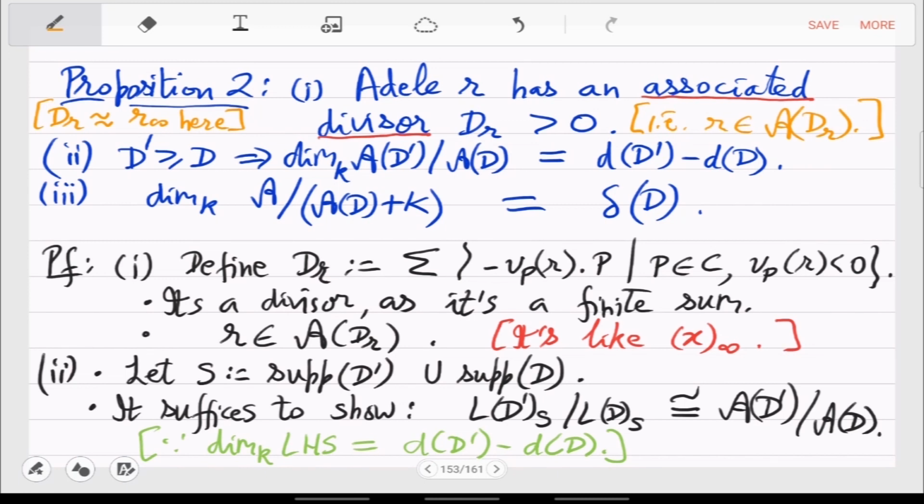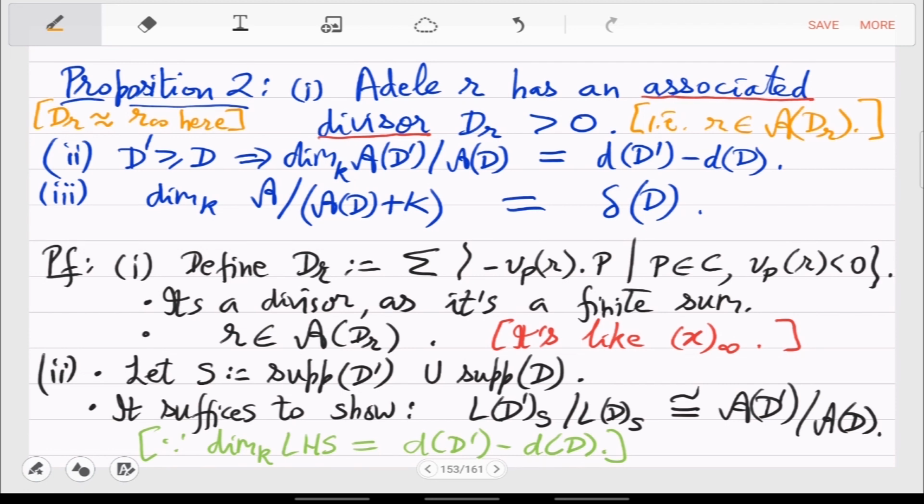Second property which we have shown is that the dimension of the quotient is the degree difference. So this is much better than L(D') over L(D), because there you only got an upper bound. And third is the most important property: A(D) and A, of course, are infinite dimensional vector spaces, but their quotient is finite, and it's exactly equal to the degree of speciality.